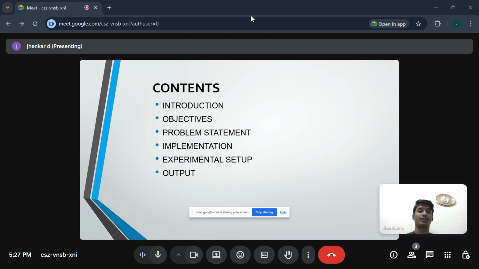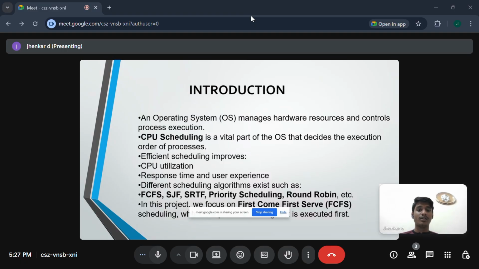We will go to the content. These were the major sections covered in my presentation: introduction, objectives, problem statement, implementation, experimental setup, output, and conclusion. I will go through each part step by step to clearly explain the FCFS scheduling technique and its importance. Next, we can go through the introduction.